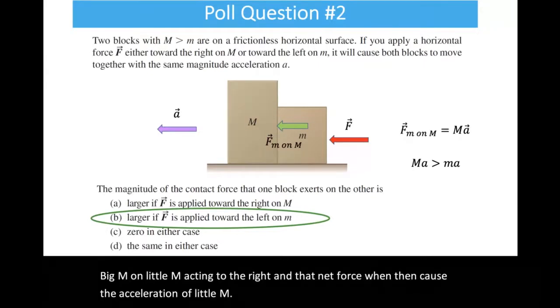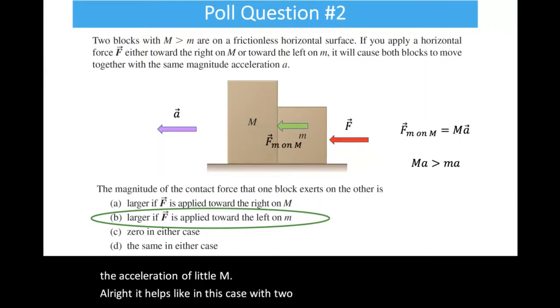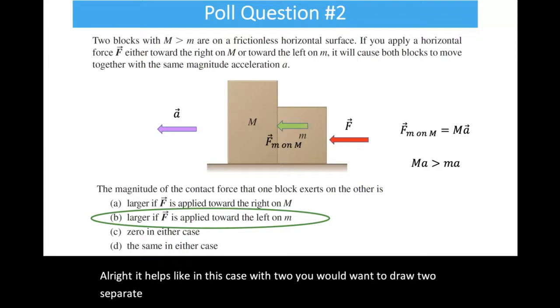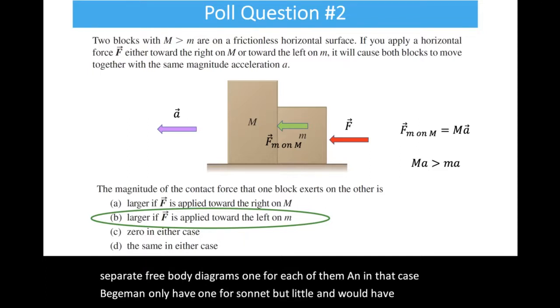All right, it helps, like in this case with two objects, you would want to draw two separate free body diagrams, one for each of them. And in that case, big M would only have one force on it, but little m would have two forces on it.